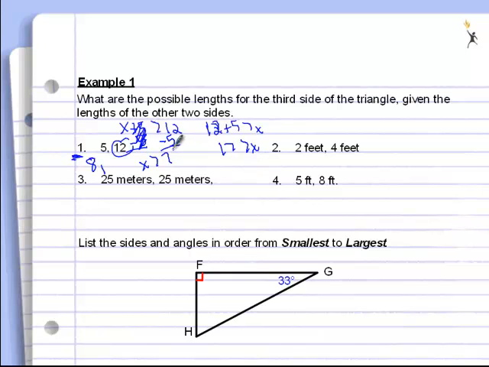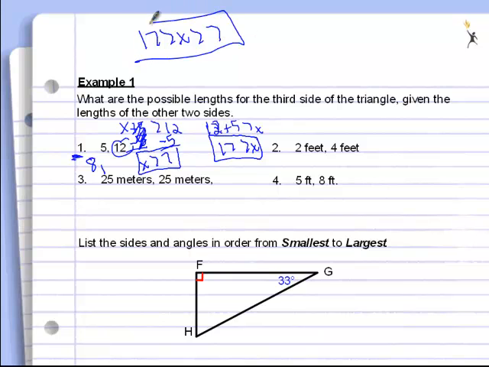So here we have two inequality statements. x has to be greater than 7, but less than 17. So those are our possible values. Anything greater than 7, but less than 17. And we can actually write that as one answer. x has to be less than 17, but greater than 7. We can write that all in one statement.